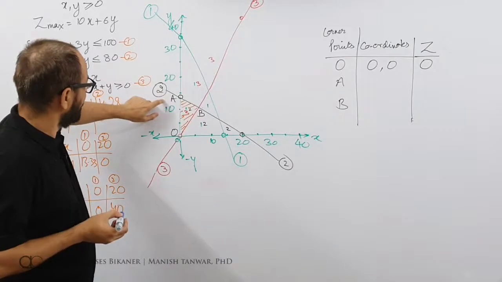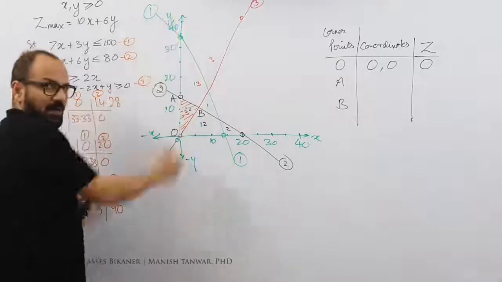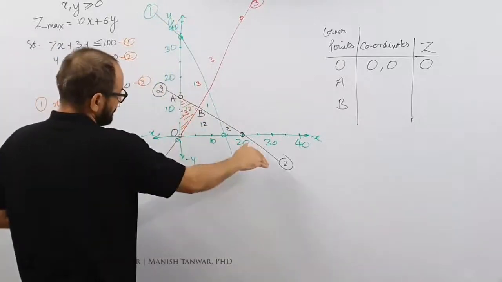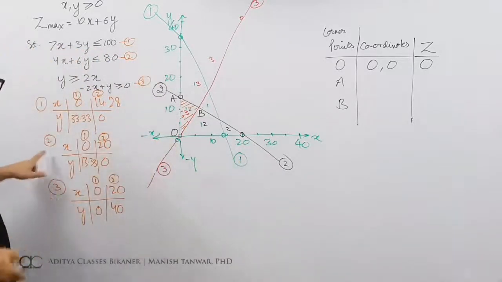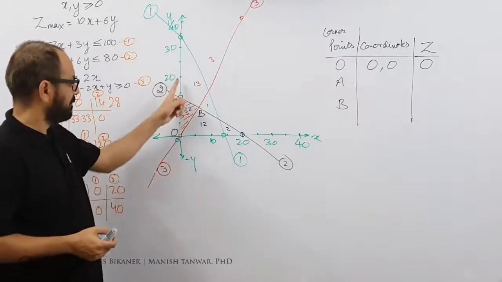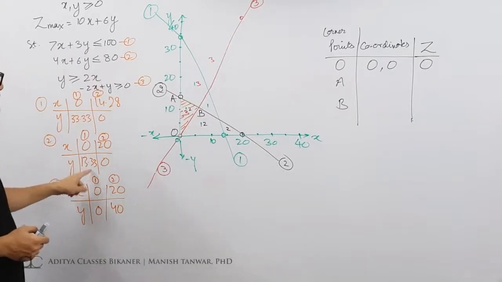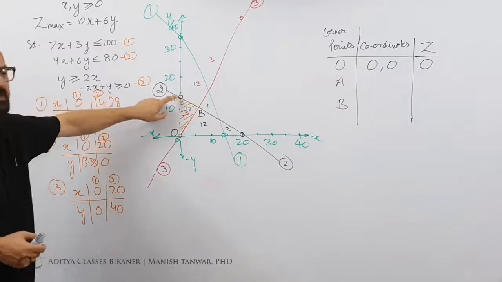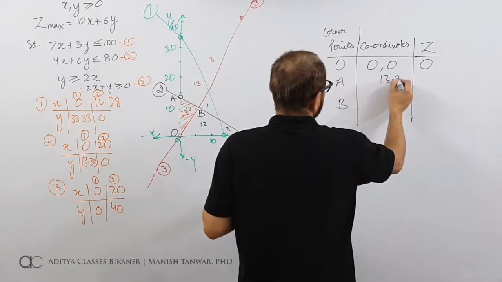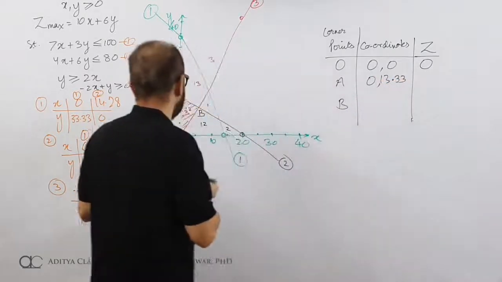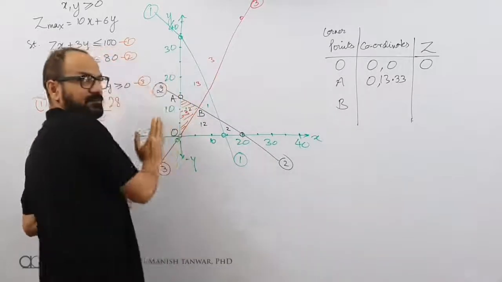What are the corner points for A? A is the intersection of the y-axis and the second constraint. This is my second constraint. So, the y coordinate on the second constraint is 13.33. We can see this was 10 and this was 13.33. So, what are the coordinates for A? Y would be 13.33 and x would be 0. Why is x 0? Because x gains values when it moves to the right hand side. We have not moved to the right, rather we have moved just vertically.